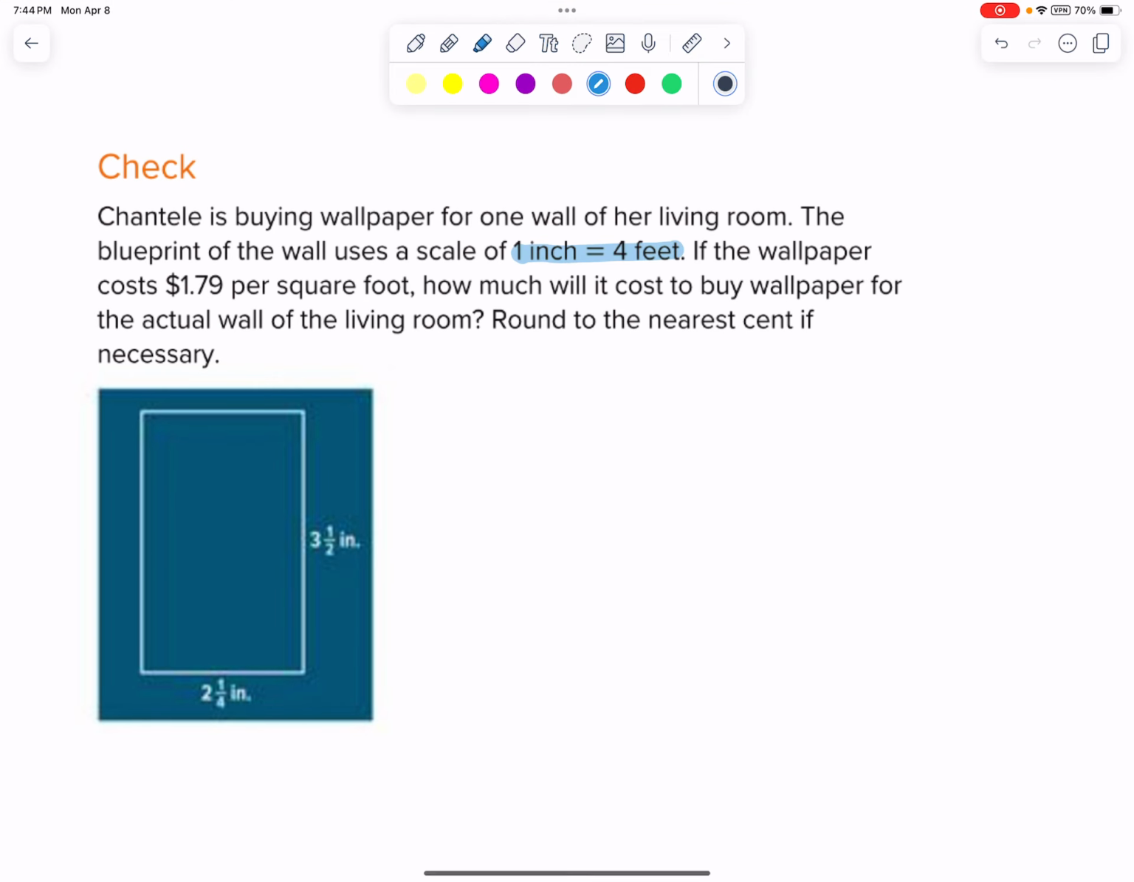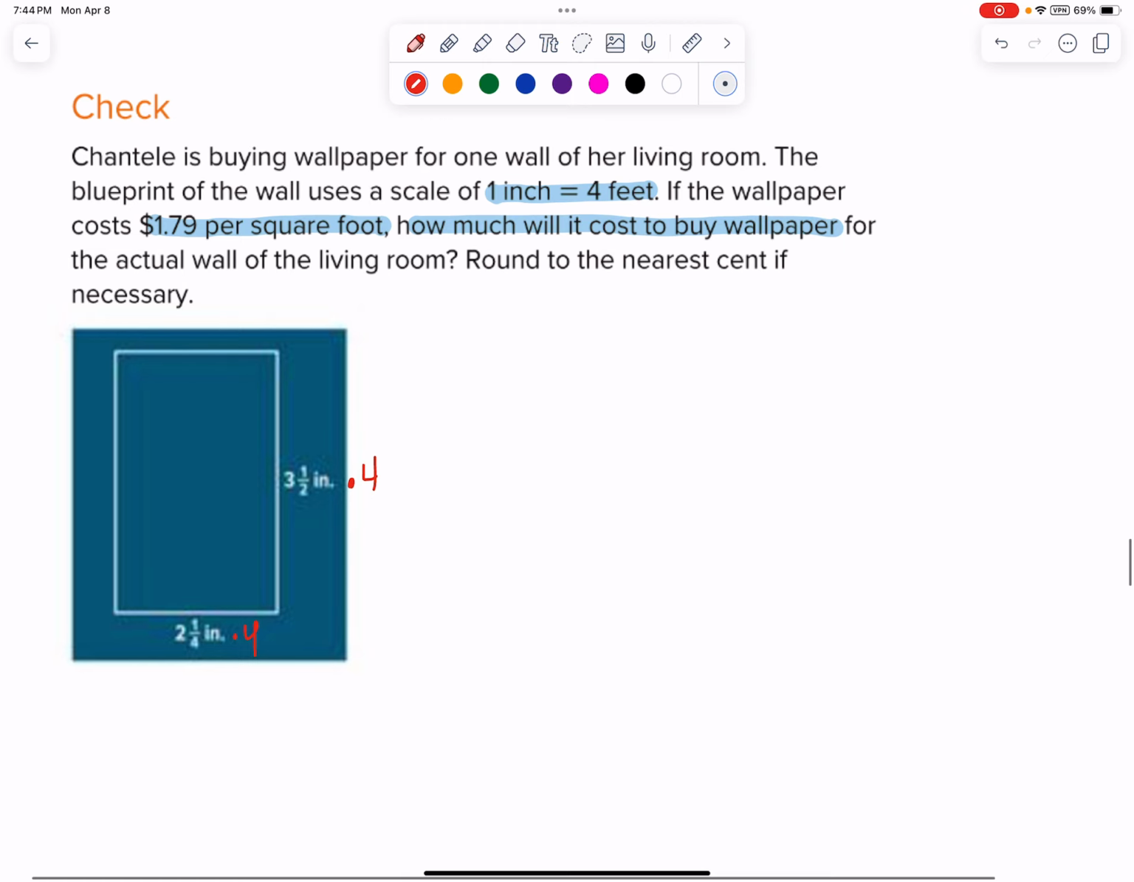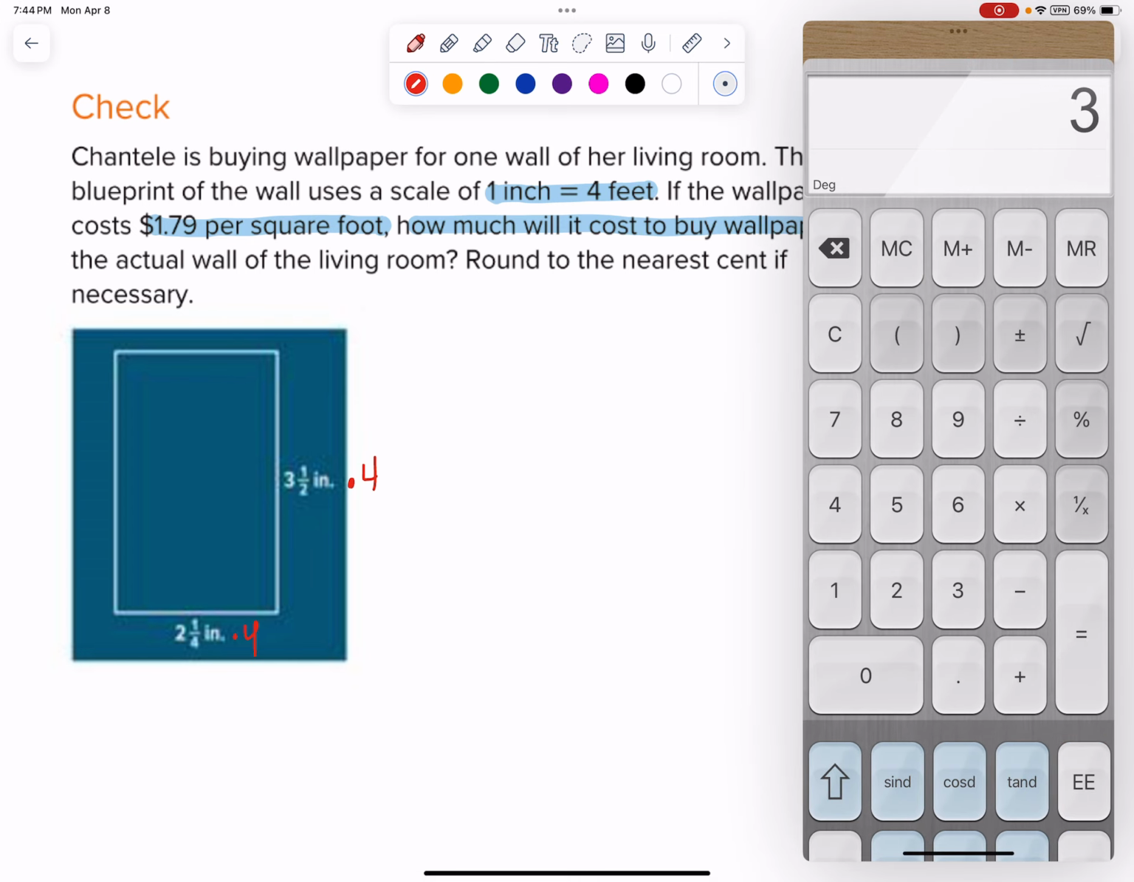Here's your scale, and the wallpaper is going to cost that much per square foot. How much will it cost to buy wallpaper for the actual wall of the living room? So this picture is the actual wall. Go ahead and pause, give it a shot, or you can follow along with me. Okay, I know every inch is 4 feet. So that's each inch is 4 feet. That's multiplication. So I can just do times 4. If it was something like 2 inches is 4 feet, you could find the unit rate first and then use that multiplier or just create your proportion. It's up to you. But I like just keeping it simple if it is simple, which it is with these.